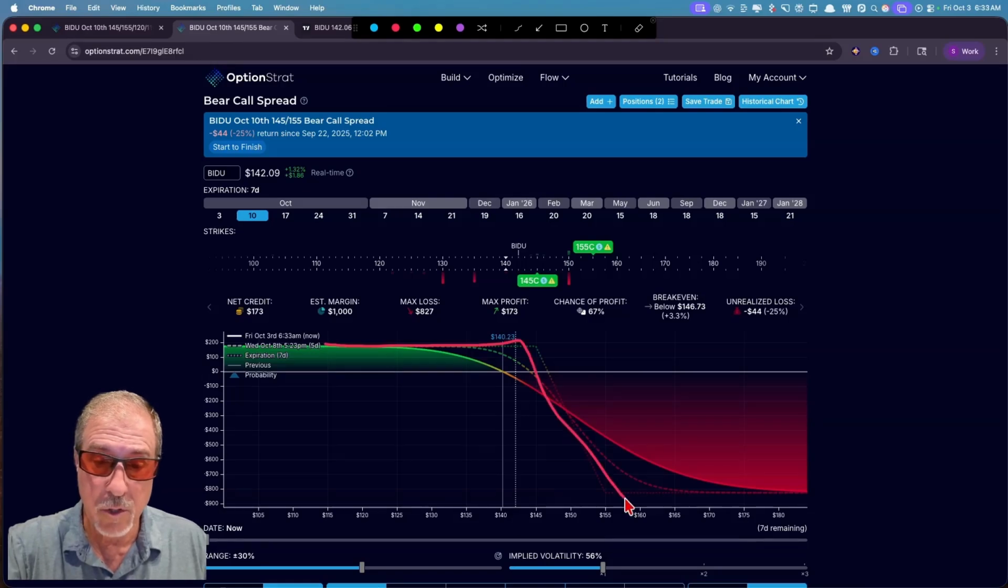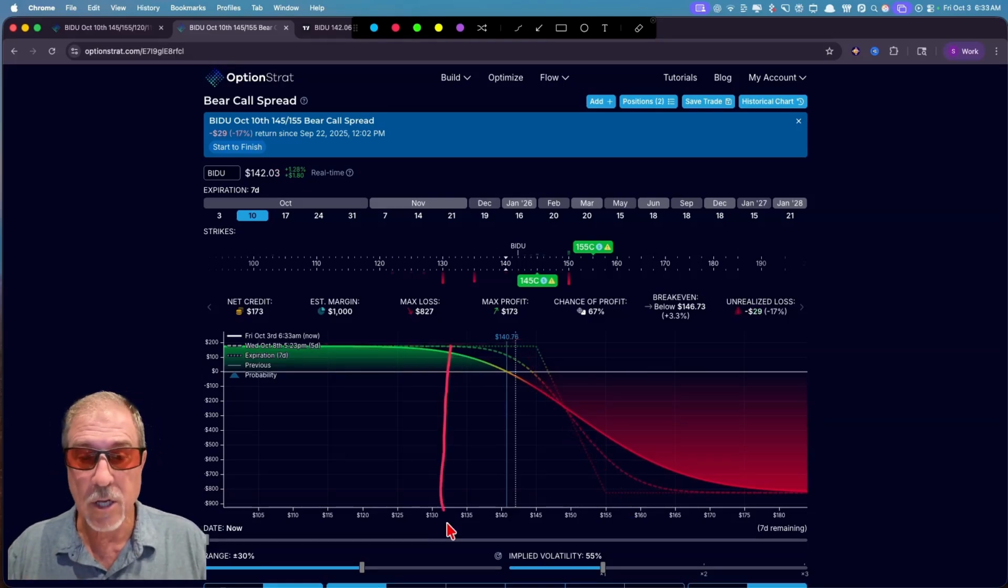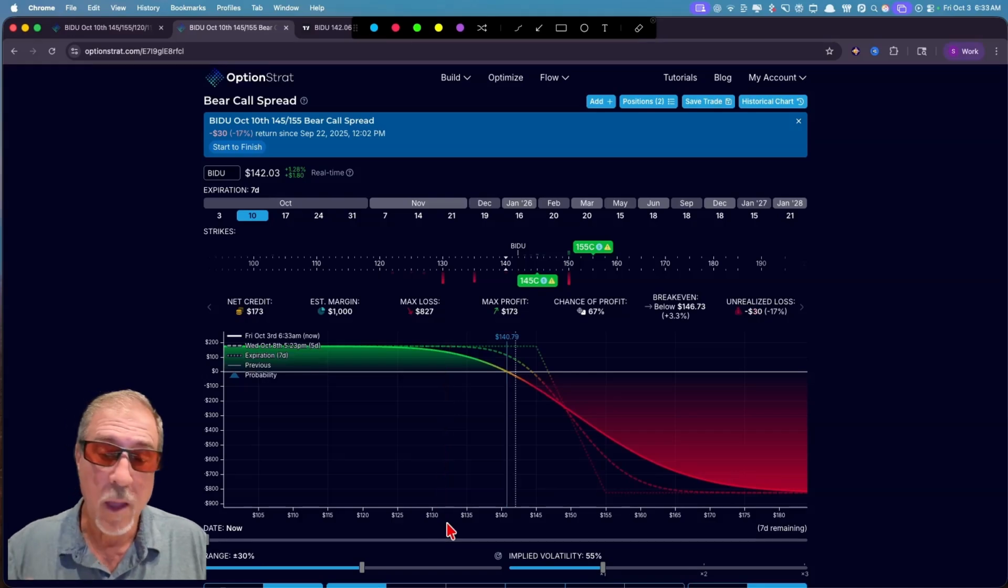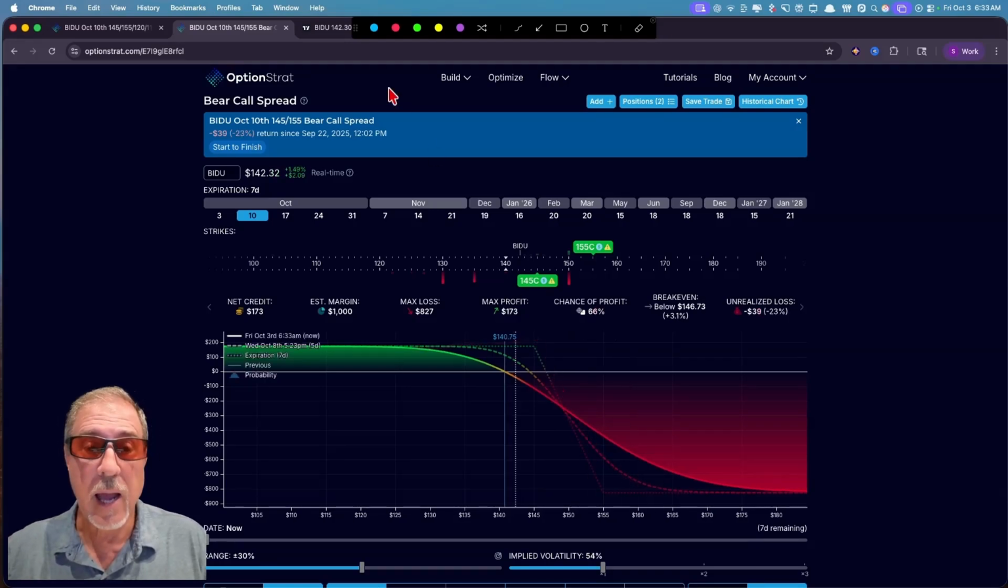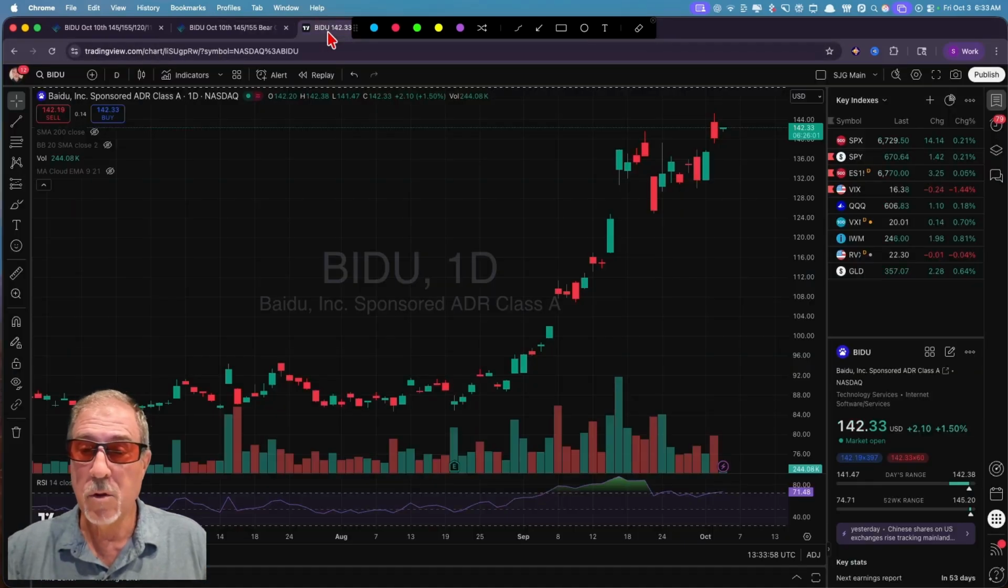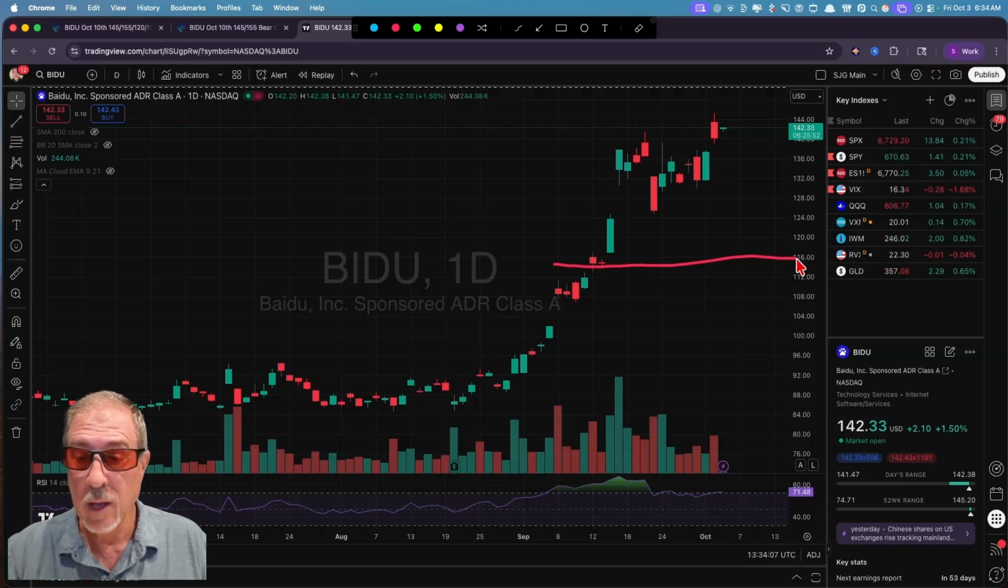Now, at the time, Baidu was trading down here at around 135, somewhere in that general area. So I gave it some room to run up a little bit further. But again, I sold that call spread up here. And at the time, I said, I suspect that Baidu will likely have a little bit of a pullback, and I was thinking the pullback might be down into this 116 range or so.